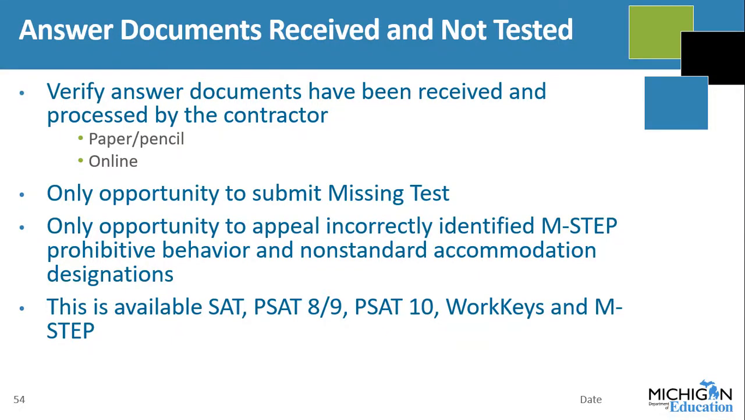On the answer documents received and not tested function, you will have the opportunity to verify that each test that was taken is accounted for, both online and paper and pencil. This will be the only opportunity to report a missing test, view tests that may be invalidated, that may be able to be fixed, and to appeal any incorrect, prohibited behavior or non-standard accommodation designations for the MSTEP. The answer documents received will be available for all assessments, so the SAT, the PSAT 8/9, PSAT 10, WorkKeys, and MSTEP.